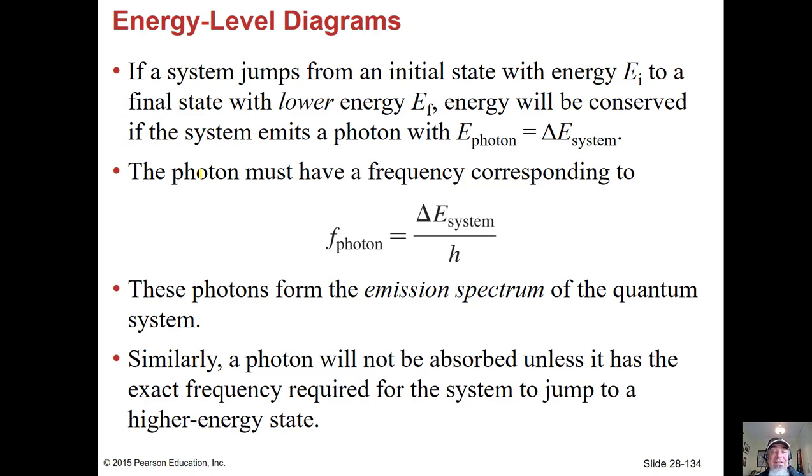Excellent. So this is kind of a synopsis of what I've said here. The photons form the emission spectrum. So different molecules and atoms have different emission spectrums. They're built differently. So if you take a spectrometer and you look at fluorescent light, you'll see a specific signature. It just depends on what the fluorescent light is made out of. Okay?